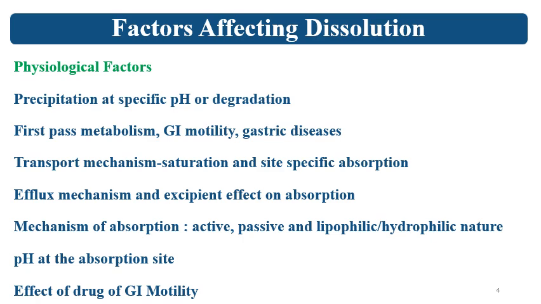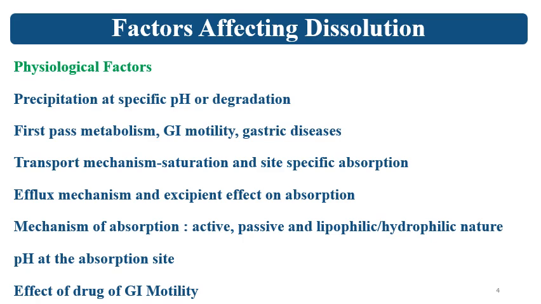So always consider the pharmacological class of the API, whether it is being given for any gastric disease and whether that disease is affecting the GI motility or peristalsis. Then transport mechanism, whether there is saturation or site specific absorption for the API or not, whether there is any efflux mechanism or whether there is use of any excipient which affects the absorption. Sometimes P-gp inhibitors are used in the formulations, or sometimes the efflux mechanism is inhibited by some excipients. So that should be understood. Then mechanism of absorption, whether it is active absorption or passive absorption, and whether the absorption depends on the lipophilic or hydrophilic nature of the API.